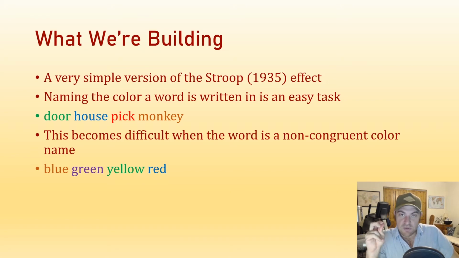But that task becomes really difficult when the word itself is a non-congruent color name. So instead of door, house, pick, monkey, I start throwing in color names that aren't written in the same color that they are. Now I've got orange, purple, green, blue, right? So that was okay, not too bad, but I'm sure that it was a little slower than the other one, and it definitely took a little bit more effort to suppress my desire to say the words that I'm looking at.